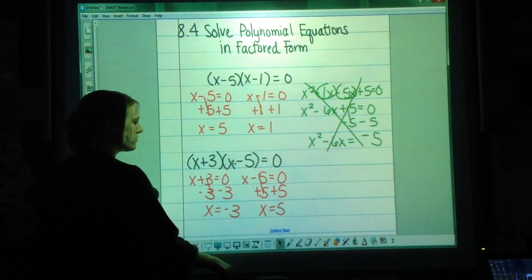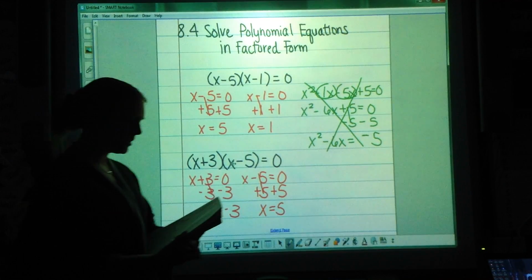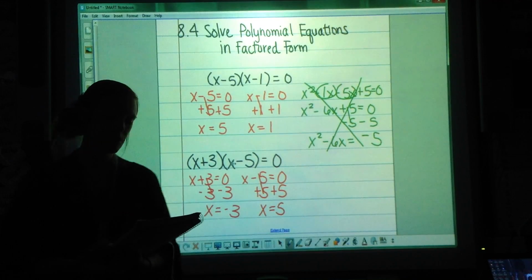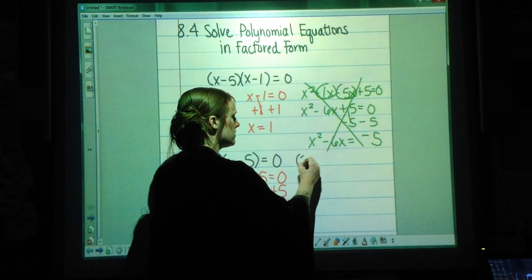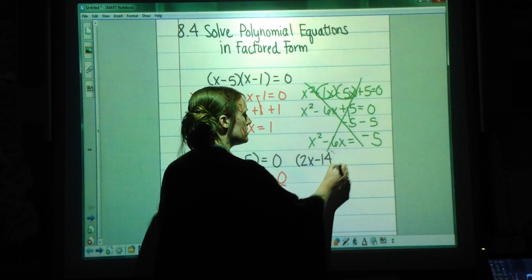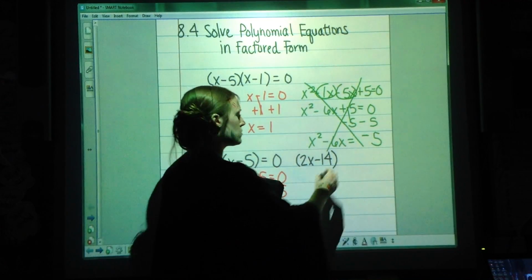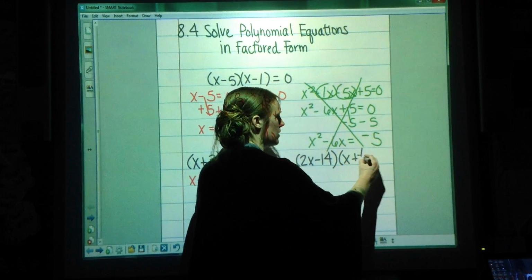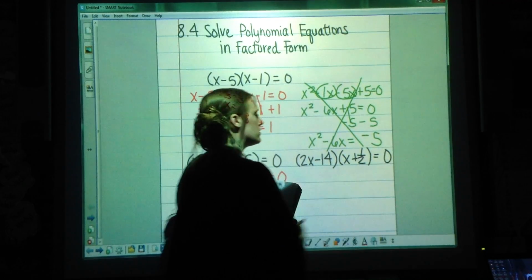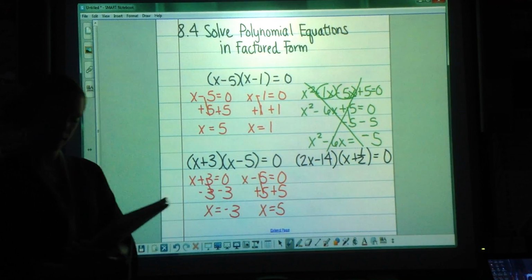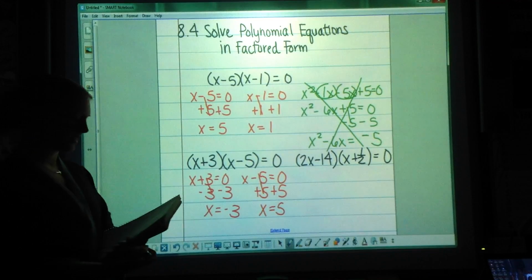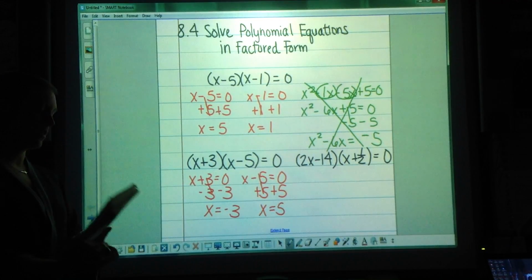and 5. I would like you to try the quantity 2x minus 14 times the quantity x plus 1/2 and set that equal to 0. Solve for x in both of those. Okay.